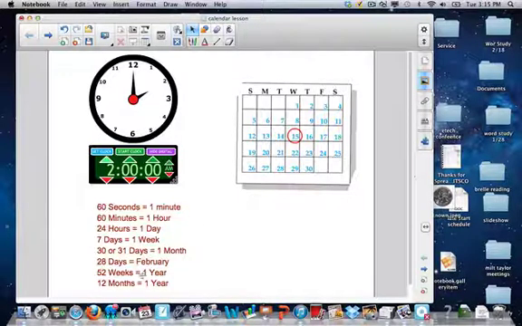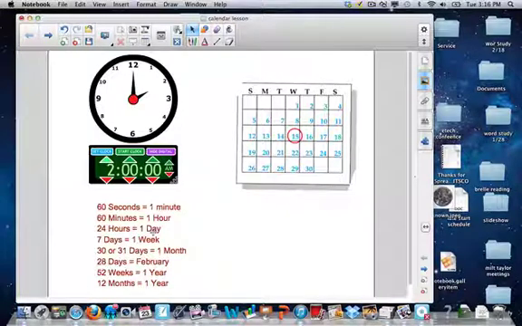Now, what you're going to be doing tomorrow is comparing these. You've done a lot of understanding it, but now we're going to do some comparing, such as what's longer, 34 hours or 1 day? When you look at this chart, which will be up on our smartboard when you come in, you'll see 24 hours is in 1 day. So you now know 30 hours would be longer than 1 day.